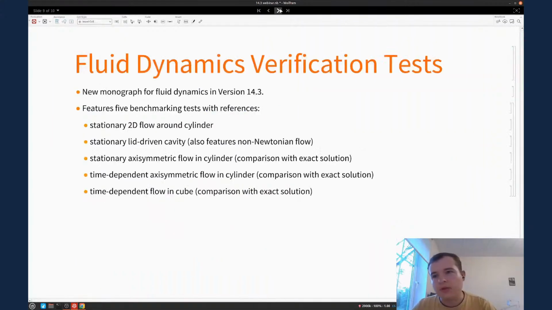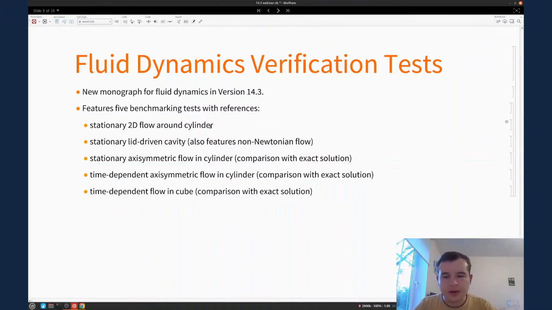Another new thing we have for fluid dynamics in the newest version of the Wolfram language is a new monograph, which is called the Fluid Dynamics Verification Tests. This monograph features 5 common benchmarking tests with references, which verify that our fluid dynamics framework produces correct and accurate results. The first benchmark is a stationary 2D flow around a cylinder.